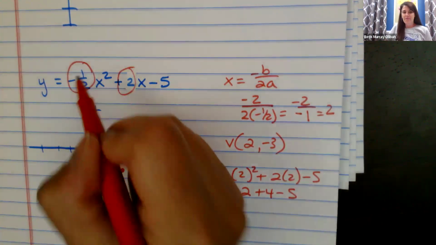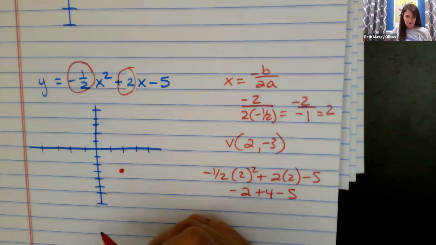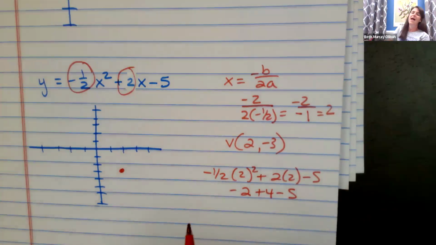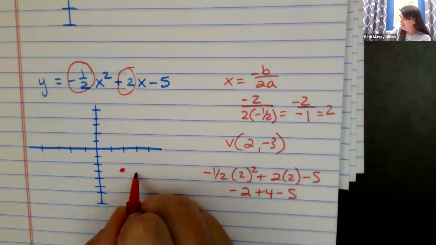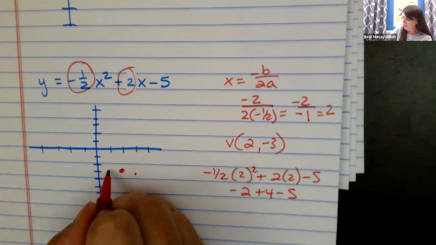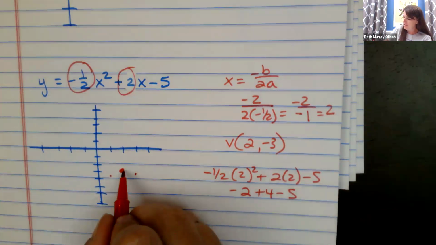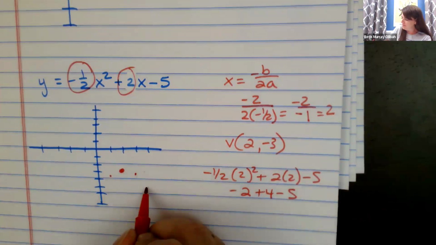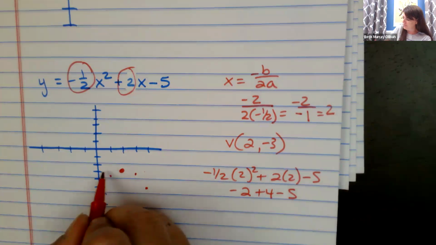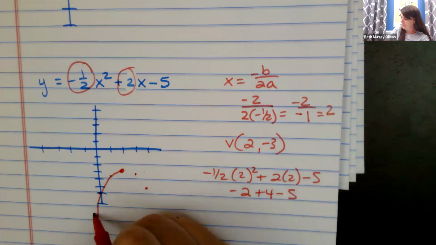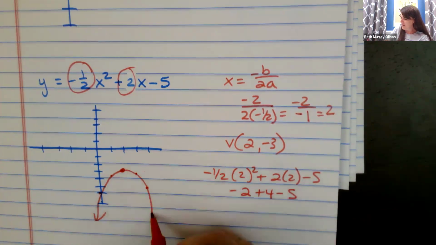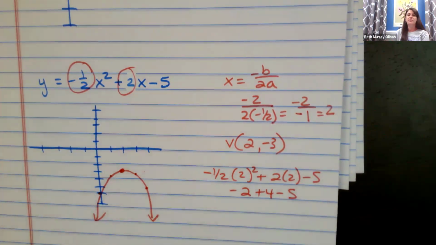This -1/2 out front means I'm going to go down, and I'm going to go down half as much as I usually do. So over 1, down a half, over 1, down a half, over 2, down 2, because we normally do over 2, down 4 if we were going down. So it goes down, and it's a little wider than normal.